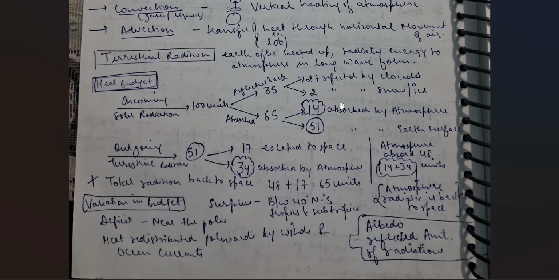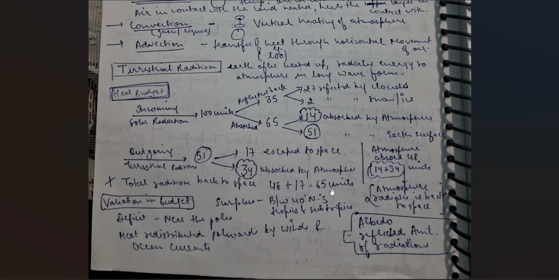Okay, so 14 plus 34, right? So these 48 units are absorbed. So total radiations that are going back to the space are the one which is absorbed by the atmosphere, that is 48, plus 17 which are done by the terrestrial radiation when they hit up the earth. So this is 65 units. So the radiations which are going back to the space are 65, right?